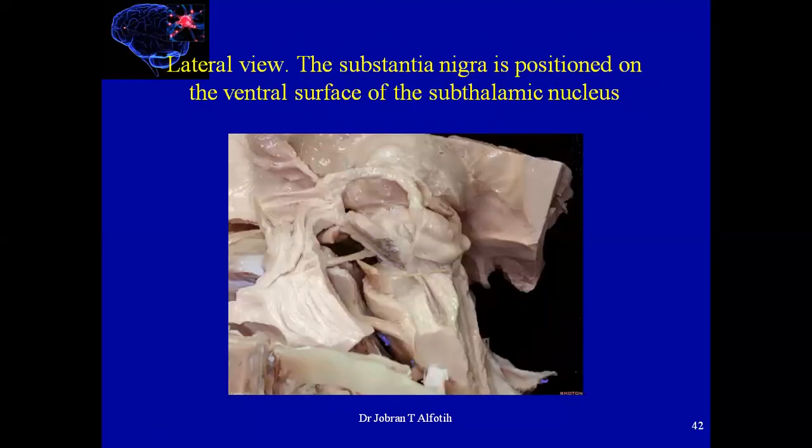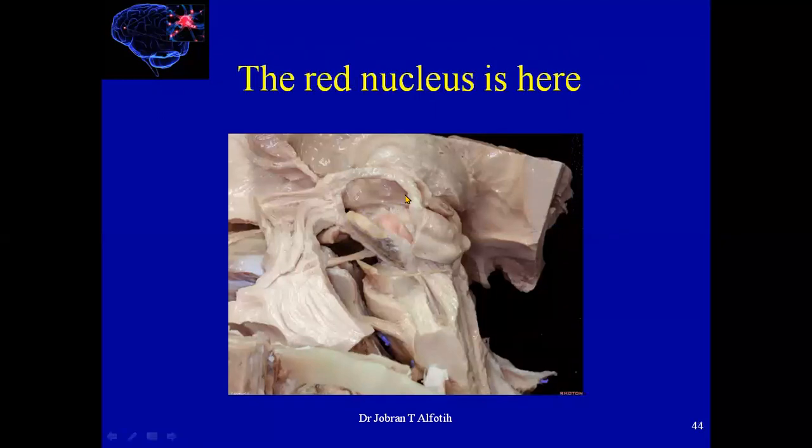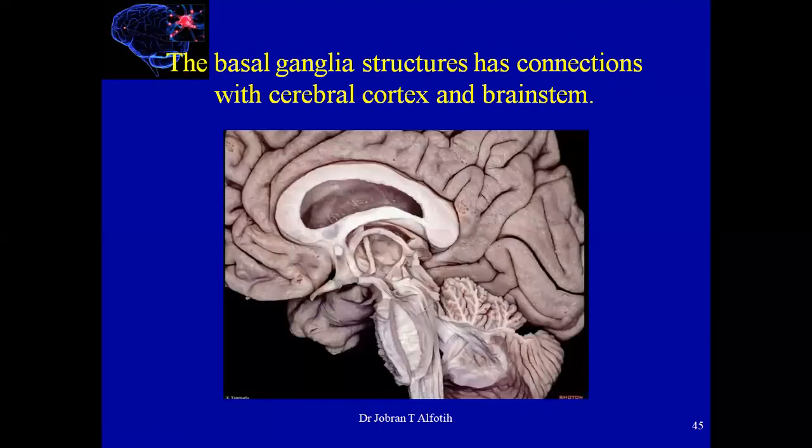Here is a lateral view. We can see in this structure the substantia nigra is positioned in the ventral location of the subthalamic nucleus. Here is the subthalamic nucleus, here is the substantia nigra, and there is a red nucleus on the medial side of this structure.